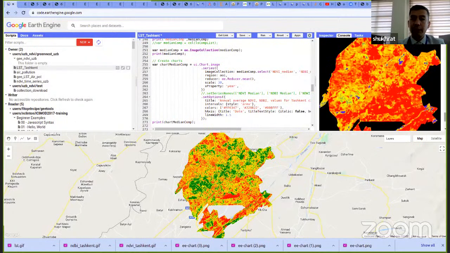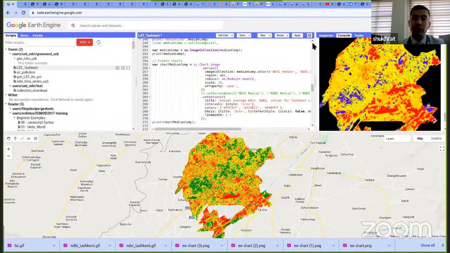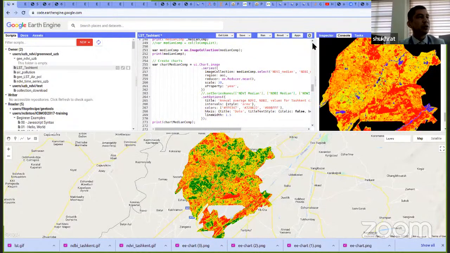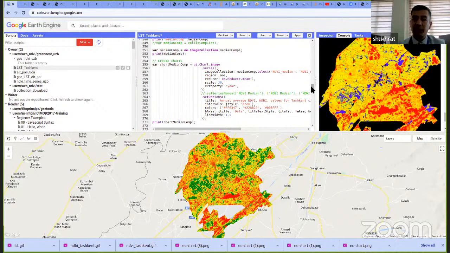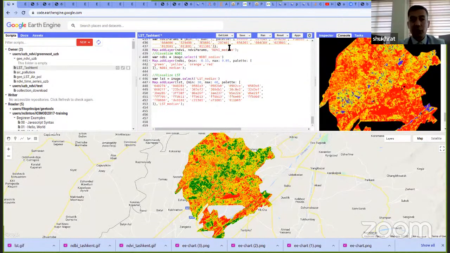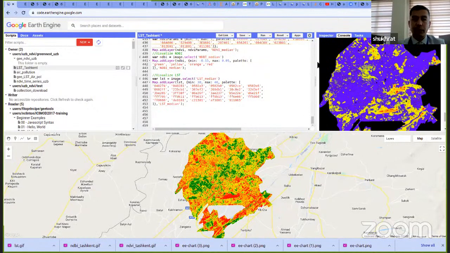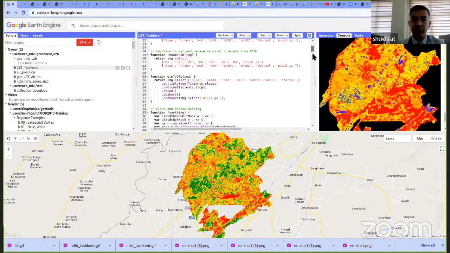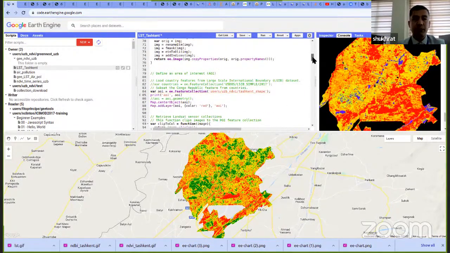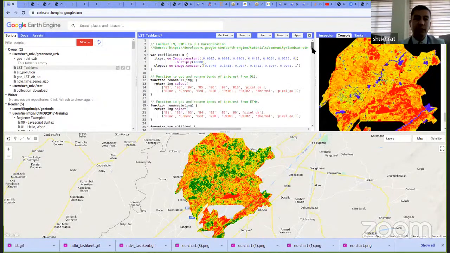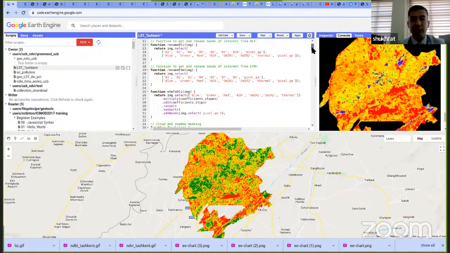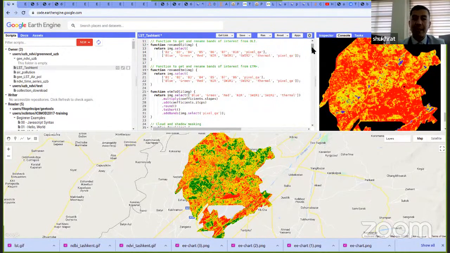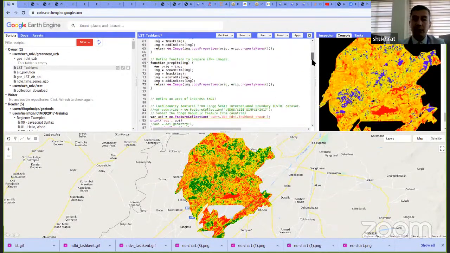To develop this code, I'm not sure, but I worked about 4 or 5 days. So it's very powerful. And to run this code takes less than 1 minute. You don't have to download the data. You don't have to process it yourself. Just using the code that some people have developed, you can adapt it to your needs, run the code easily and get the results.